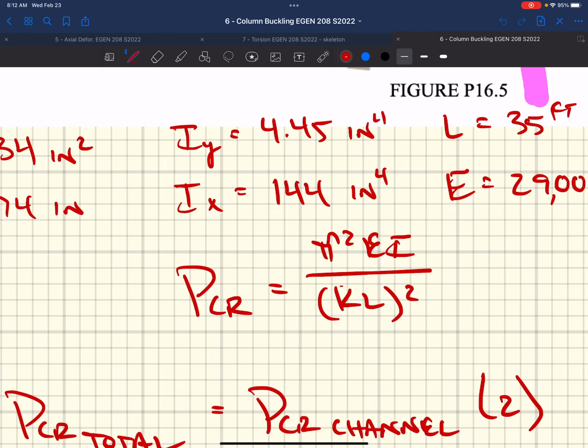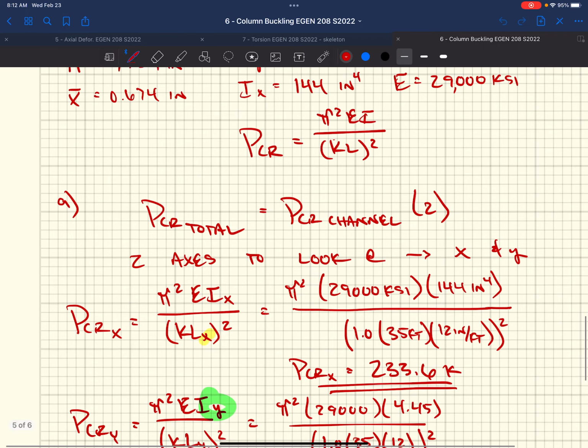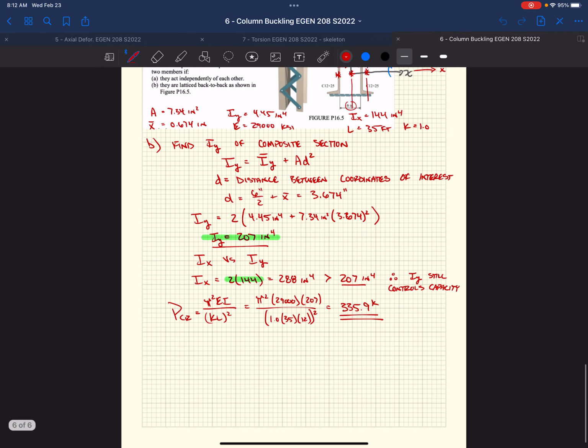It's a pinned-pin case. If it's fixed, it can't rotate or translate. That's going to change our K factor, depending on what's going on at the top or the bottom. And then that L value is also attached to which direction is buckling. So you kind of have to keep track of what's going on. Any other questions? No? All right. So those were columns.